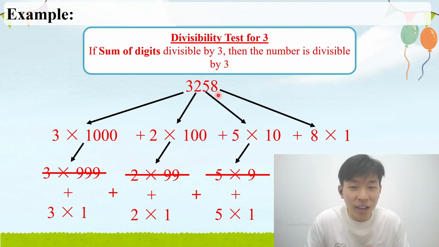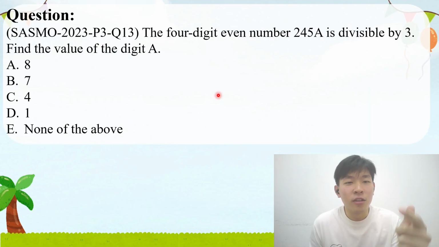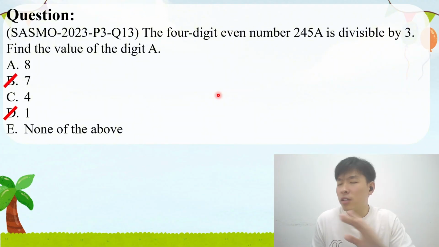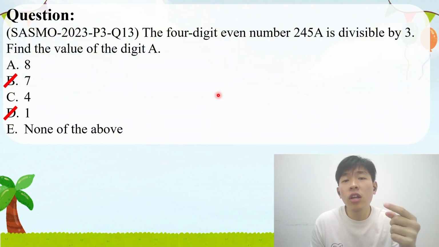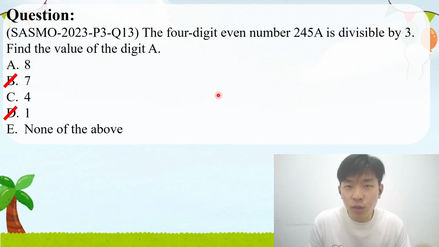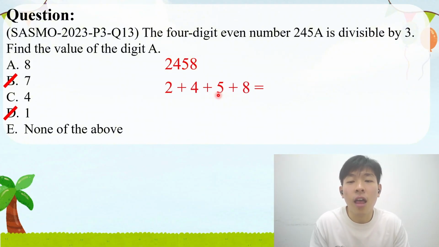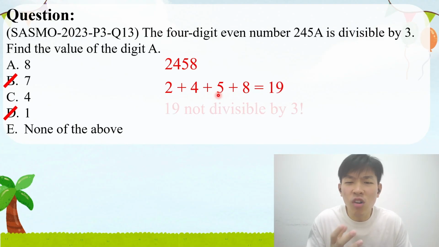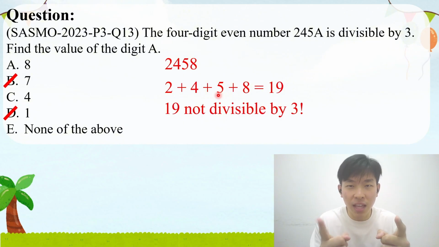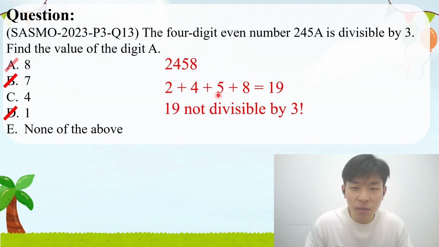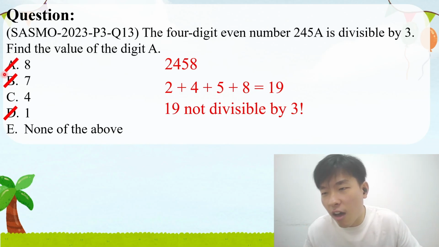So now let's try to solve our problem. So now we know that 7 and 1 must not be our answers, which means we only need to check 2458 and 2454. So how do we check? Very good, we just need to do the sum of digits. So just add them together. 2 plus 4 is 6. 6 plus 5 is 11. 11 plus 8 will be 19. Is 19 divisible by 3? No, 19 is not divisible by 3, which means that 2458 is not divisible by 3. So we can cancel off this answer.